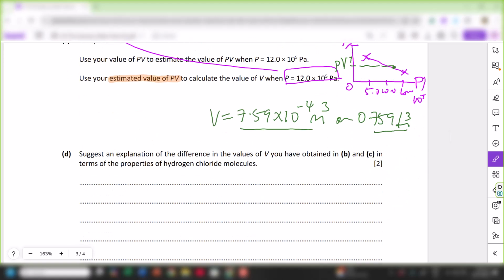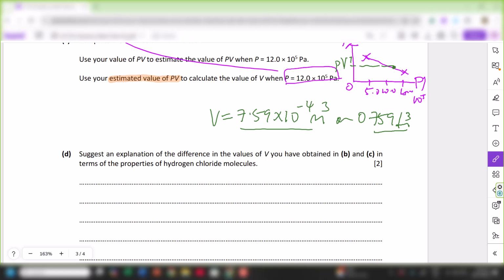Suggest an explanation for the difference in the values of V you have obtained in B and C, in terms of the properties of hydrogen chloride molecules. So why is there a difference? Okay, so first of all, we made an assumption for ideal gas that negligible intermolecular forces of attraction exist between gas particles. That is one of our assumptions.